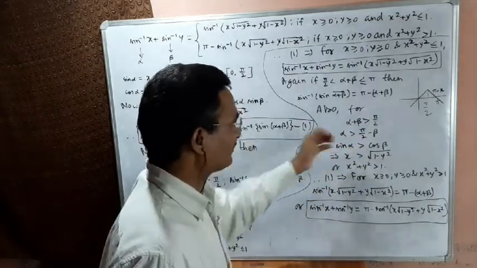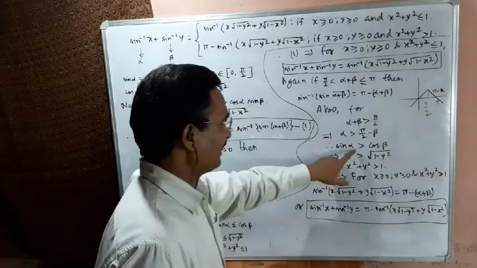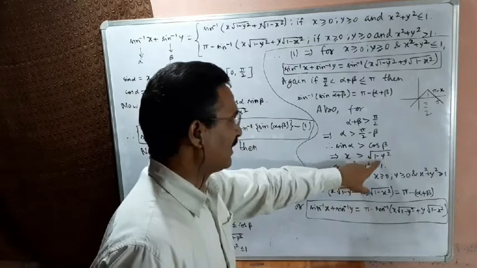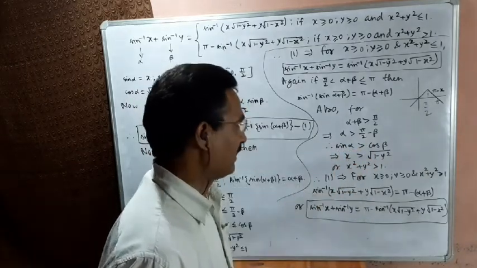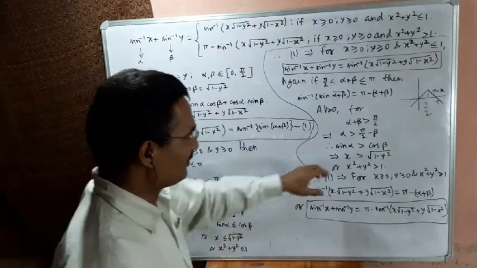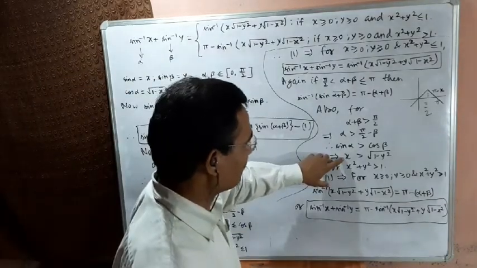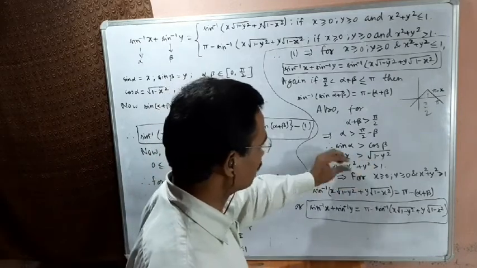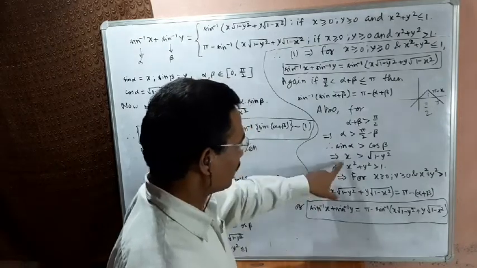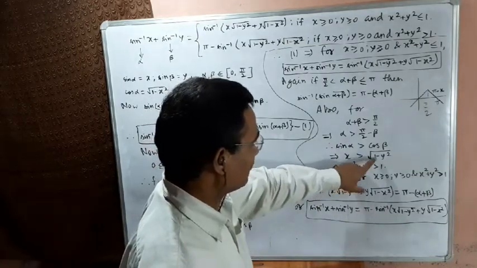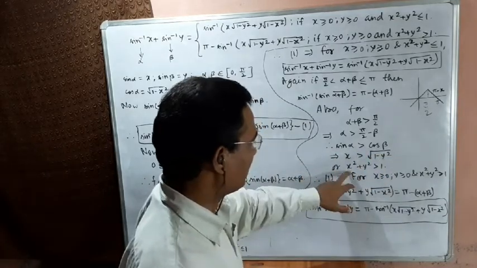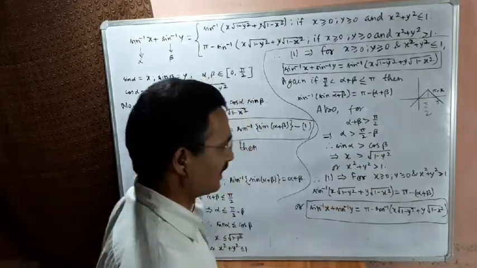Again taking sine both sides like the previous case, sin alpha will be greater than cos beta, and this implies x is greater than under root 1 minus y square. So putting the value of sin alpha and cos beta. Again squaring, because here also x is positive, therefore there will be no loss of generality. If a positive number is greater than this positive square root, then the square will also have the same sign of inequality. So x square greater than 1 minus y square. Again taking y square to left side, we get x square plus y square greater than 1.